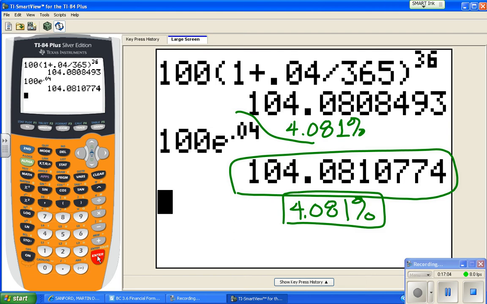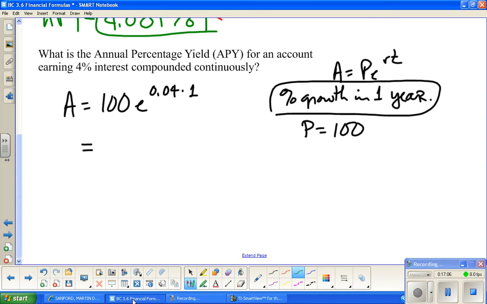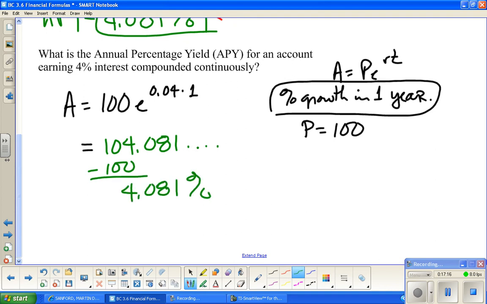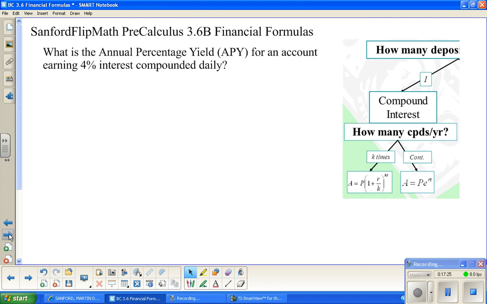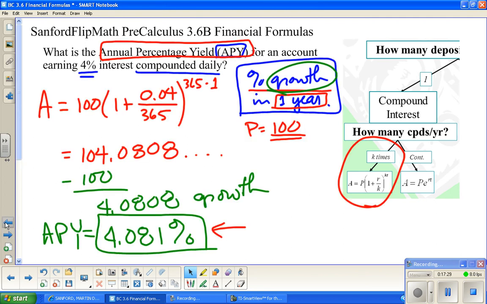Okay, so let me pop back to the real screen here. So this was 104.081 something. So the growth from $100 is 4.081. Again, that already is a percent because I based it on $100. All right, I think I am leaving it at that. Did that idea already, and I think we're good.